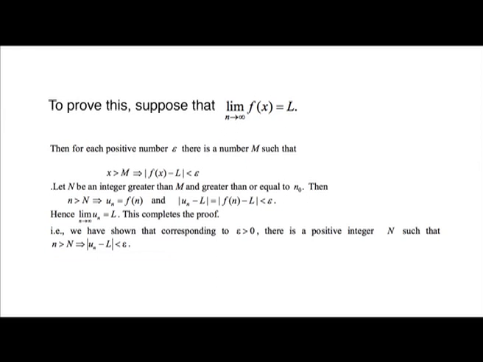Let n be an integer greater than m and greater than or equal to n naught. Then n greater than N implies u_n equals f of n, and the absolute value of u_n minus L equals the absolute value of f of n minus L, which is less than epsilon. Hence, the limit of u_n as n approaches infinity is L. This completes the proof. That is, we have shown that corresponding to epsilon greater than 0, there is a positive integer N such that n greater than N implies the absolute value of u_n minus L is less than epsilon.